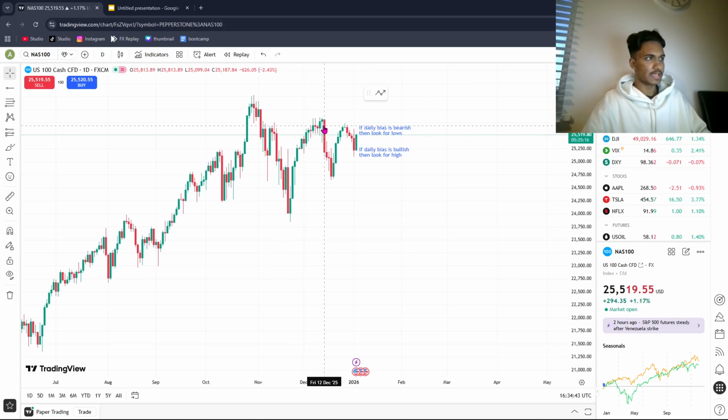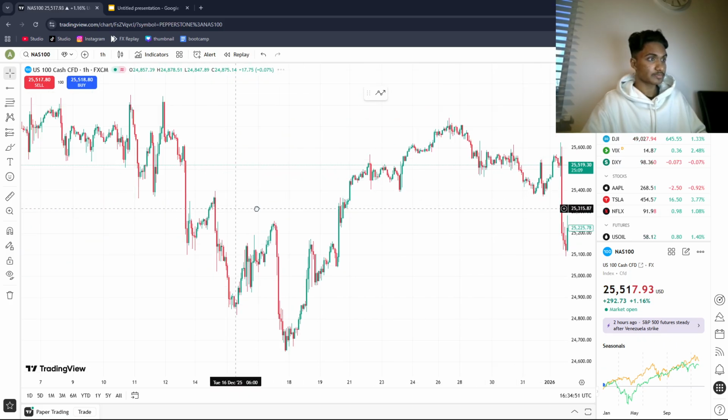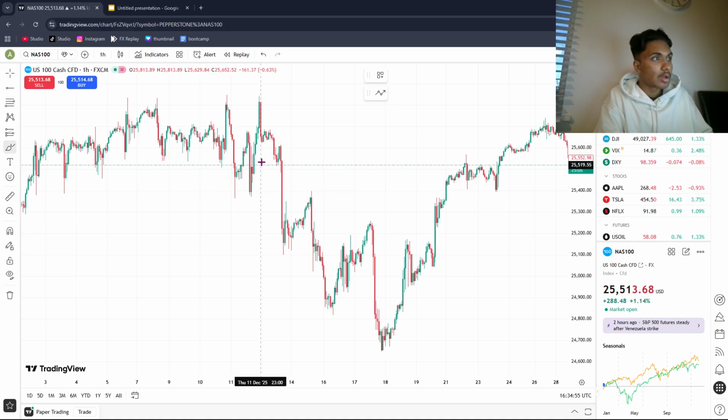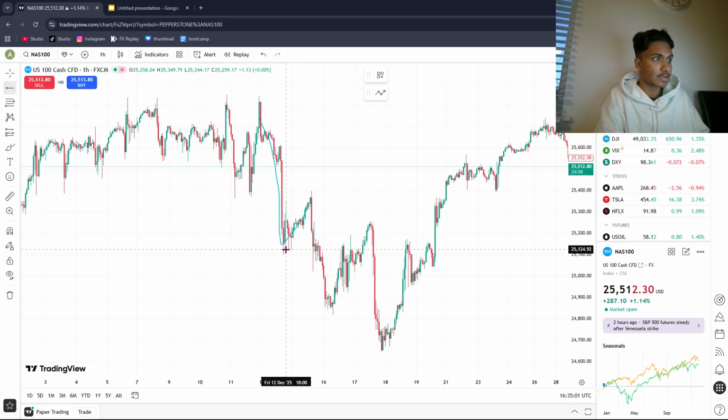But look, over here it's bearish, right? Because 3 candles consecutively is bearish. So I'm looking for sells the next day. So I'm looking for lows. So what are the lows that I can spot? Price comes down, price comes up. So what's that right here? That's a low.